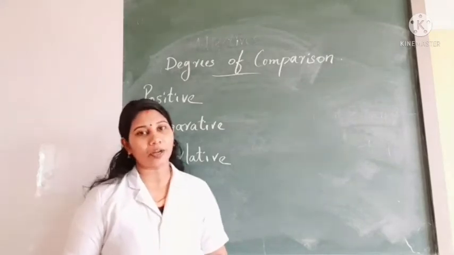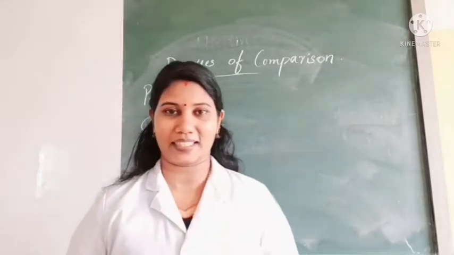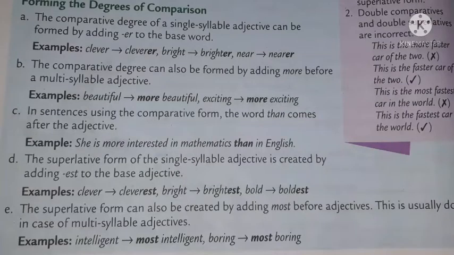Let's learn more about these degrees of comparison. Forming the degrees of comparison. The comparative degree of a single syllable adjective can be formed by adding er to the base word. Examples: clever, cleverer, bright, brighter, near, nearer. The comparative degree can also be formed by adding more before a multi-syllable adjective. Examples: beautiful, more beautiful, exciting, more exciting.